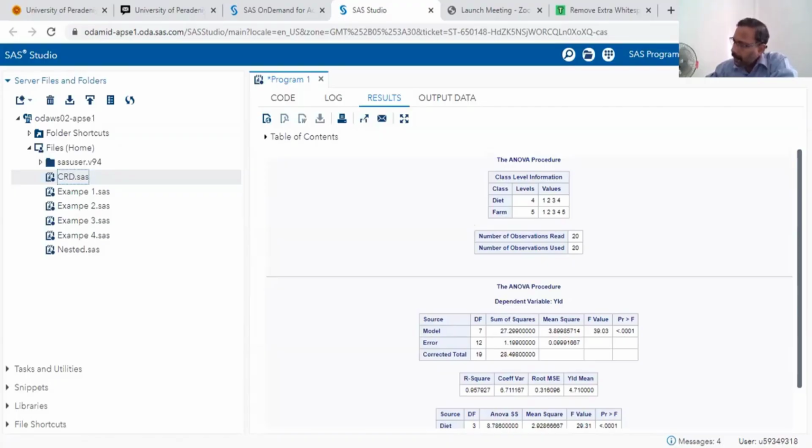So here, this is the first box. It indicates the levels of diet and the levels of farm, how many diets and how many farms there are, and the categories of diet and farm. So 1, 2, 3, 4 is the diet, and 1, 2, 3, 4, 5 is the farm categories. Total number of observations is this.